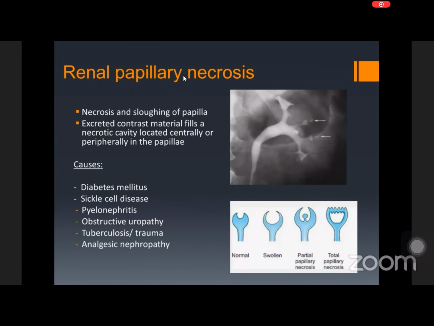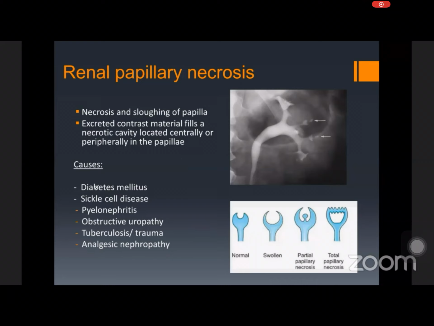Moving on to renal papillary necrosis, it's nothing but the necrosis and sloughing of the papilla. What happens is there is a formation of a cavity in the papilla which communicates with the collecting system and gets filled with contrast. So here we see small cavities in the papilla which communicate with the collecting system and get filled with contrast. This is suggestive of papillary necrosis.